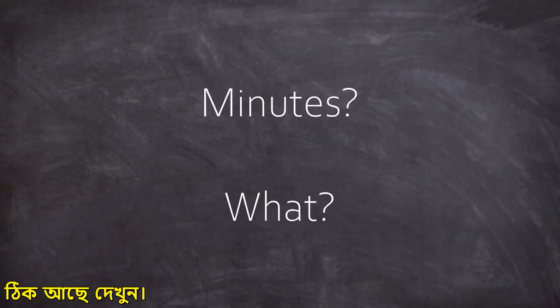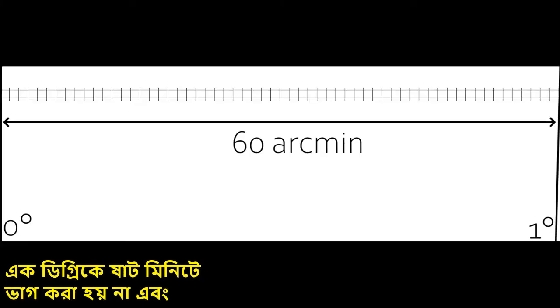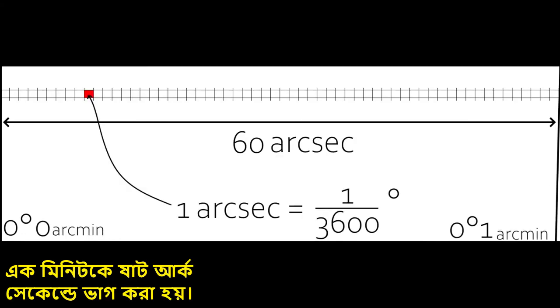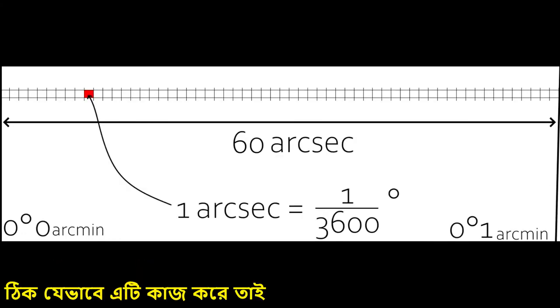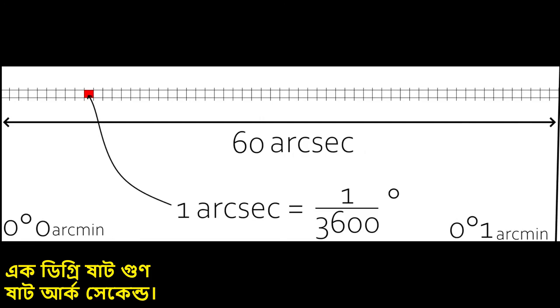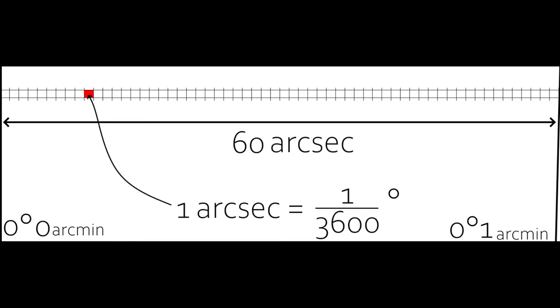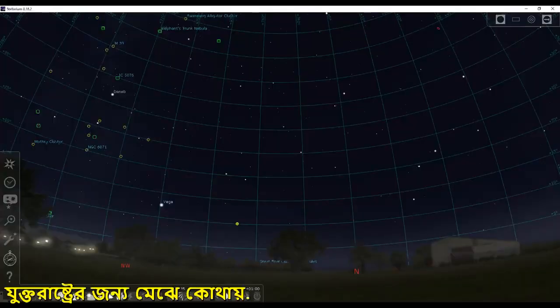What? Okay, see, 1 degree is divided into 60 arc minutes and 1 minute is divided into 60 arc seconds. That's just the way it works. So 1 degree is 60 times 60 arc seconds. And now for Alt-Az, where's the flaw?